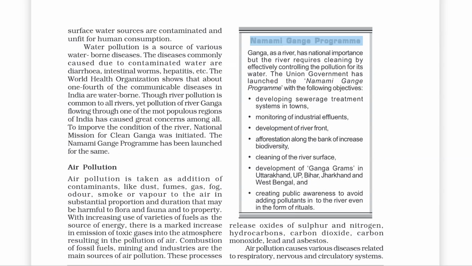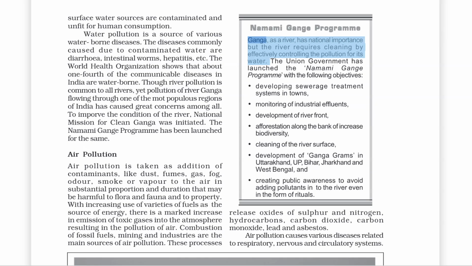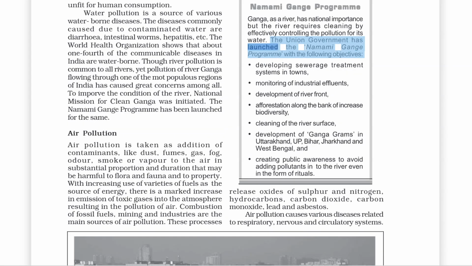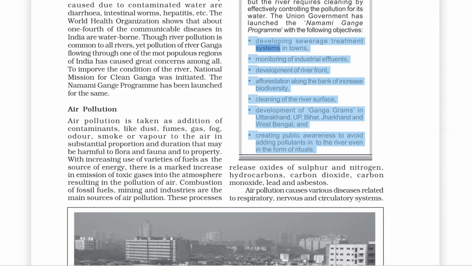Namami Gange Program. Ganga as a river has national importance, but the river requires cleaning by effectively controlling the pollution for its water. The Union government has launched the Namami Gange program with the following objectives: developing sewerage treatment systems in towns, monitoring of industrial effluents, development of riverfront, afforestation along the bank for increased biodiversity, cleaning of the river surface, development of Ganga Grams in Uttarakhand, UP, Bihar, Jharkhand and West Bengal, and creating public awareness to avoid adding pollutants into the river even in the form of rituals.